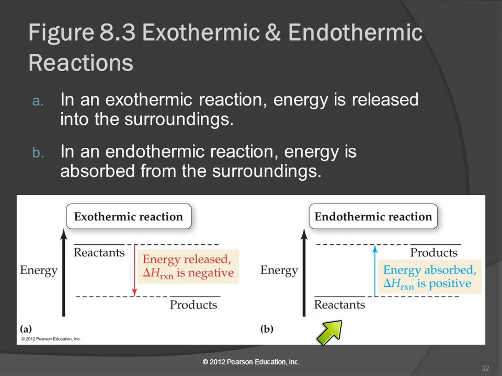In an endothermic reaction, the reactants start out at low energy, and then they absorb energy, endothermic, energy coming in, and the products then have a higher energy. And so this delta H is positive because the energy is coming in.